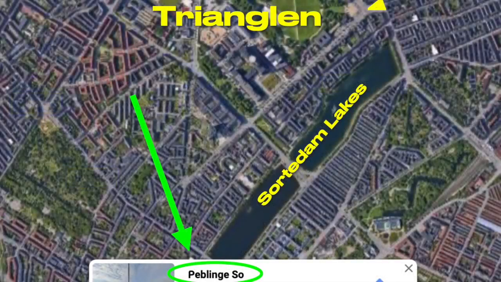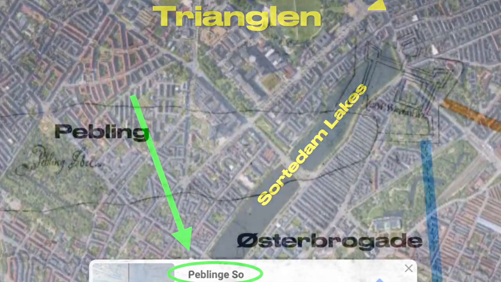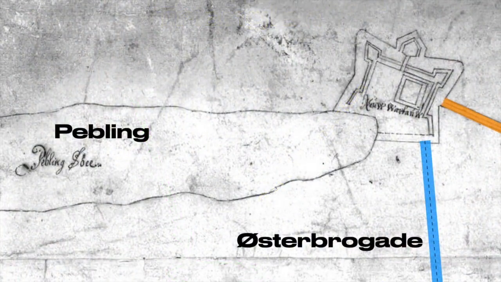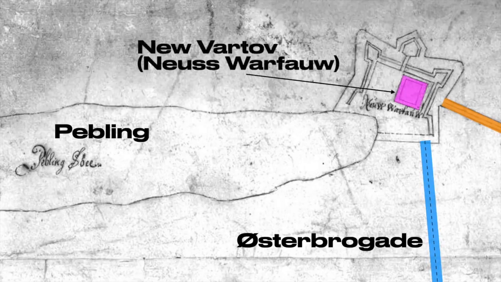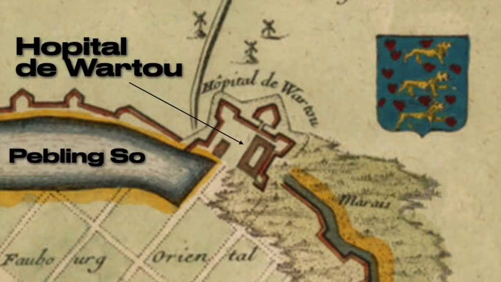If we zoom out a little on Google Maps, we can see that Trianglen is just north of a series of rectangular lakes called the Sortedam, one of which is called Pebbling. The Pebbling waterway also appears on this 1648 map of Copenhagen, just southeast of a star fort shown here. I've marked the city's fortified wall in orange. The building was likely this square that I'll shade pink. It's marked New Wartov because the original Vartov Hospital was located on a private farm and later moved here. After preparing this slide, I found more corroborating evidence of the site from a Copenhagen map dated 1705.